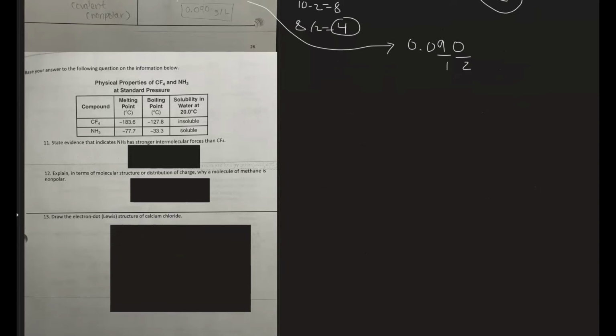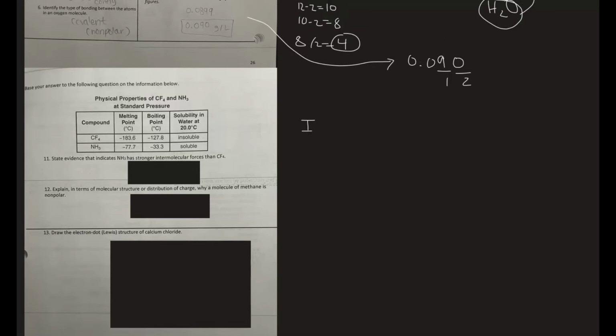All right, number 11, state evidence that indicates NH3 has stronger intermolecular forces than CF4. So if it has stronger intermolecular forces, right? So intermolecular forces, if this is super high, that means it's harder to break apart the bonds and stuff. And so its boiling point should be very high.